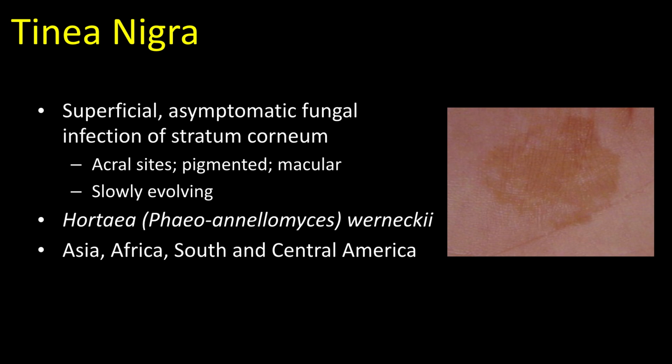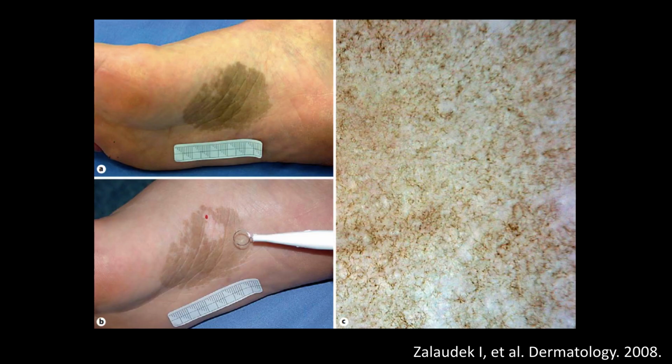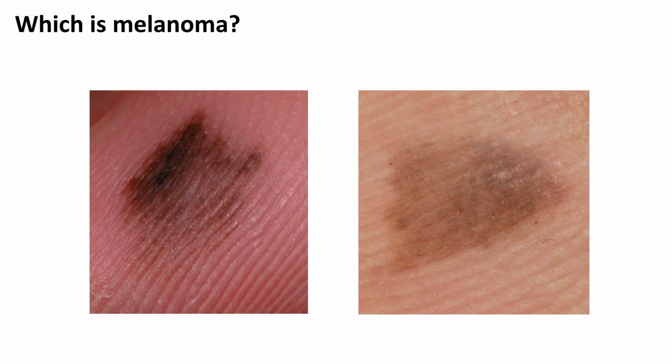Lastly, tinea nigra. This is a superficial fungal infection of the stratum corneum, and occurs on acral sites. It can mimic the appearance of melanoma. Here's an example of a large patch. Dermoscopically, it's quite characteristic, with these spicule-like or hyphal-like pigmented structures that don't obey the ridges or the furrows.